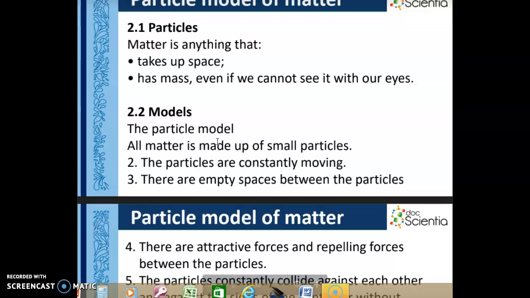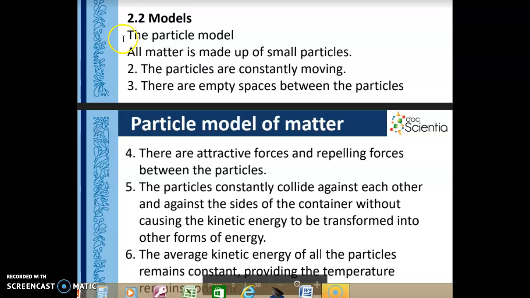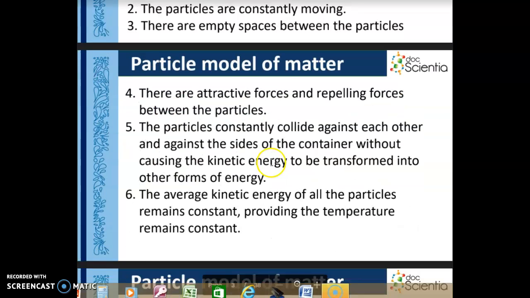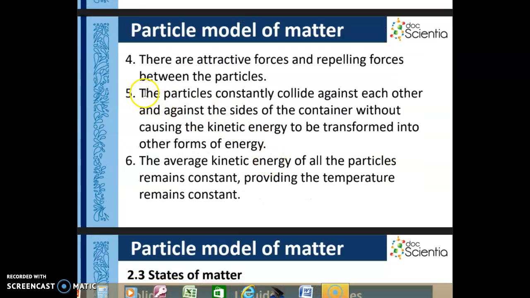Particles. Matter. Matter is anything that takes up space or has mass, even if we cannot see it with our eyes. A particle model: all matter is made up of small particles. The particles are constantly moving. There are empty spaces between the particles. There are attractive forces and repelling forces between the particles, like a magnet.